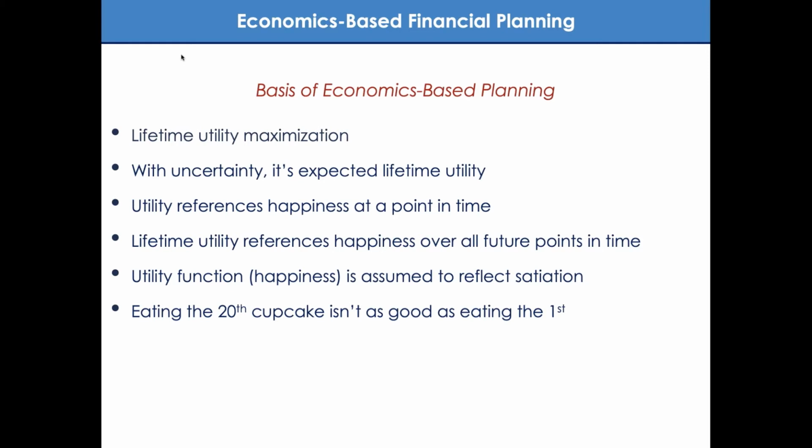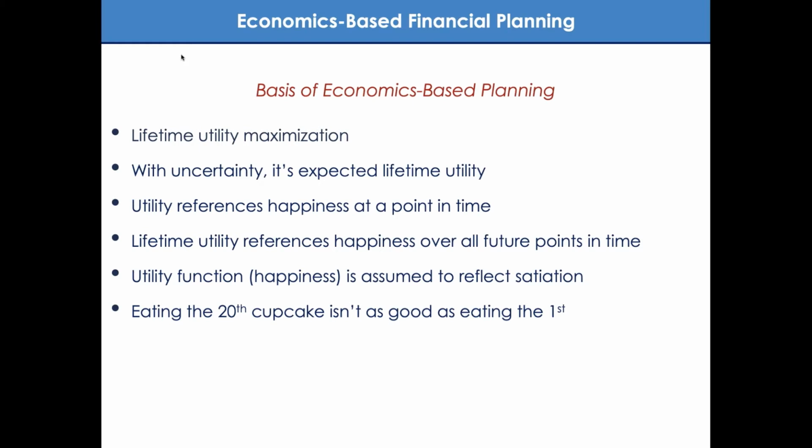But one fundamental property that virtually every happiness function has is that it reflects satiation. The idea of satiation is that if you're sitting down and having cupcakes, eating the 20th cupcake isn't as good as eating the first. You're satiated, right? We're physiologically set up to be satiated, and that's a fundamental feature of how economists specify mathematically utility functions.